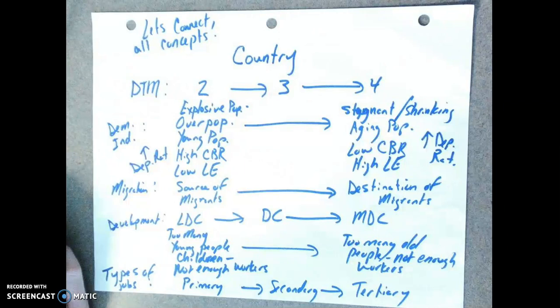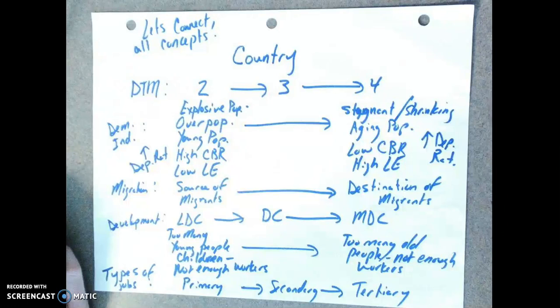LDCs tend to have, when we talk about their development, too many young people, too many children, and not enough workers. And then when you look at MDCs, MDCs have too many old people and not enough workers oftentimes. So in terms of level of development, they both have challenges.